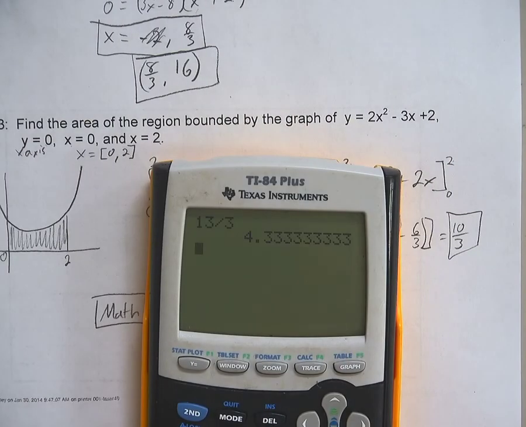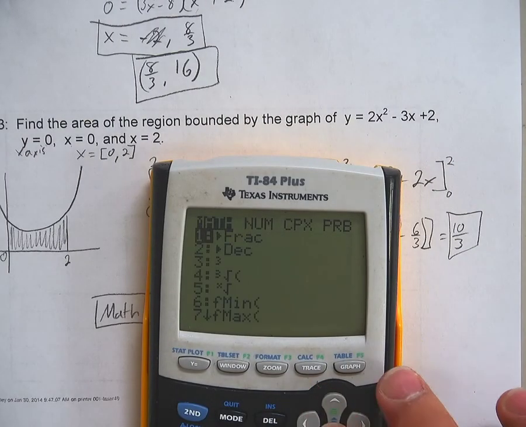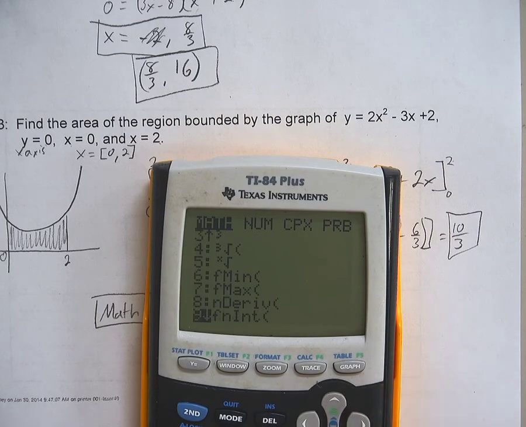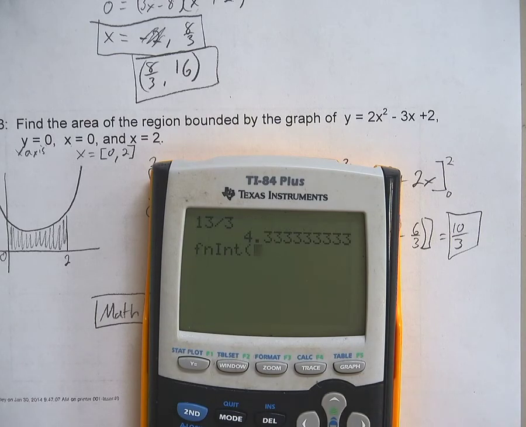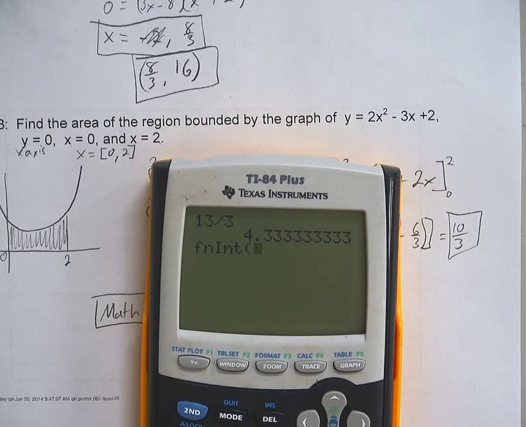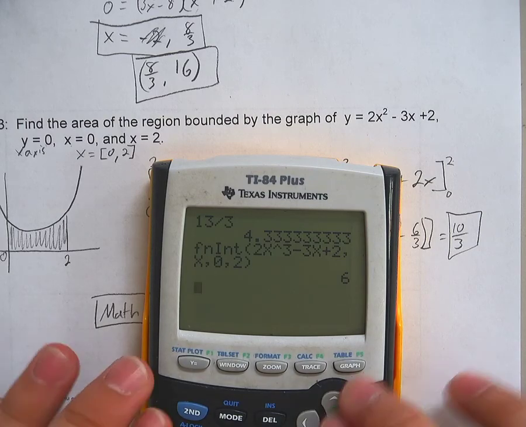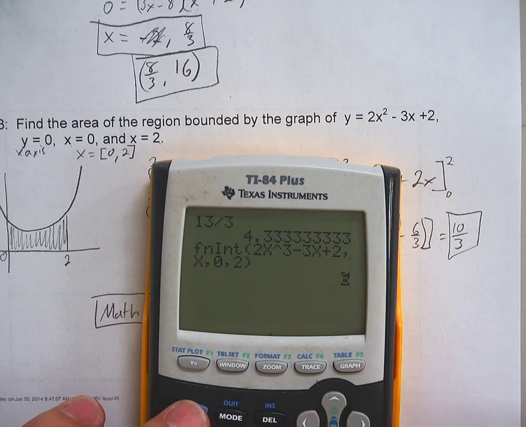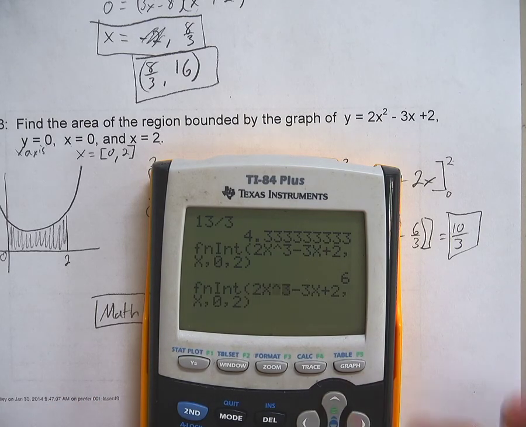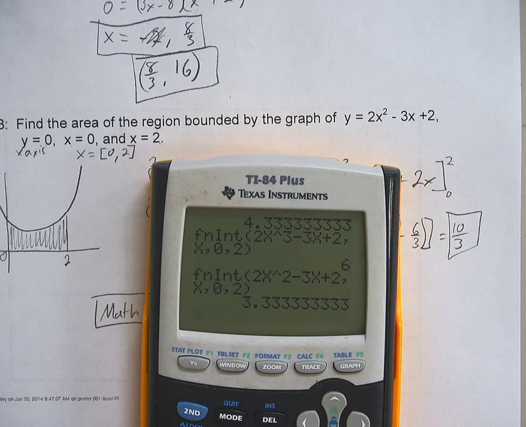Alright, so very, very quickly, math, and if you go down to, I think it's 9, yep, 9, fnInt. I'm going to do the old way. The rest of you who have the new way, just do it, because it's easier. Type in your junk, 2x squared minus 3x plus 2, comma, x, comma, 0, comma, 2. Wait, did I type that in right? Squared! Oh, junk, I typed in a cube. Well, that'll change things. Hey, 3 1/3.